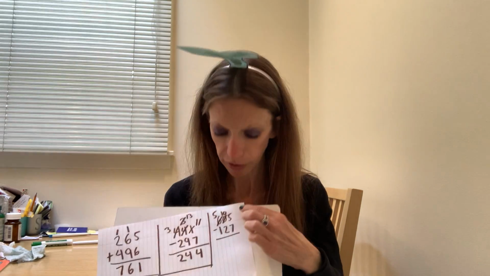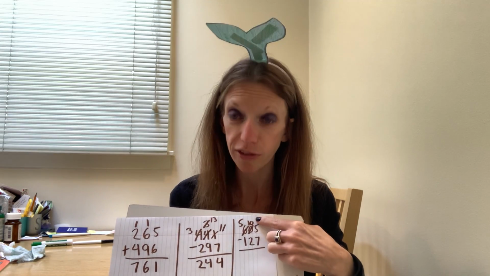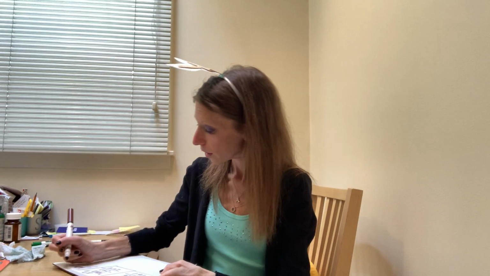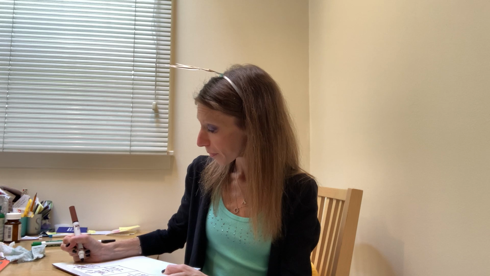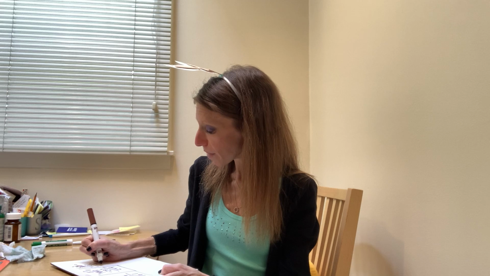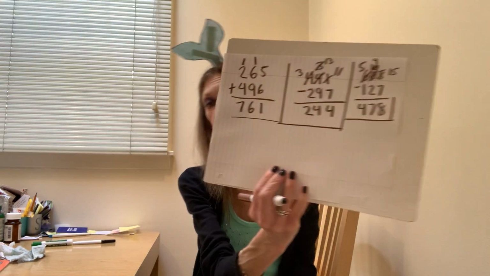Okay, so the 0 becomes a 10, which is great because now there's value there, but we still need to get value into the ones column, so you have to double regroup. So now you need to regroup again. So the 10 becomes a 9, the 5 becomes a 15. Now we can subtract. 15 minus 7 is 8. 9 minus 2 is 7, and 5 minus 1 is 4. So then we get the answer of 478.